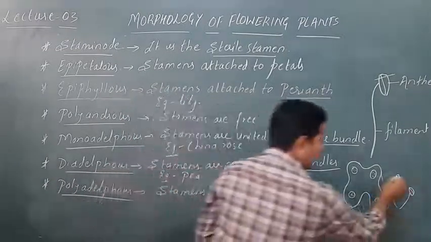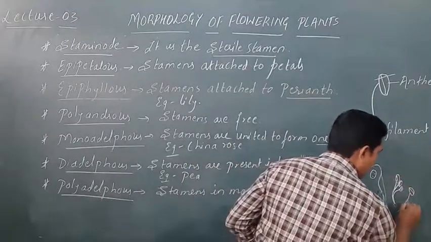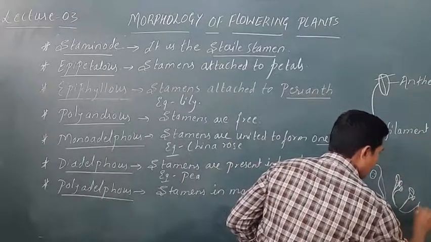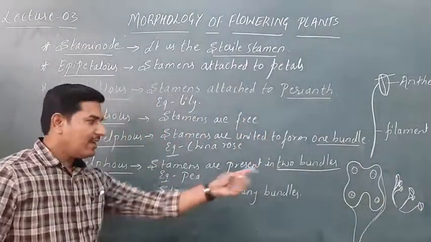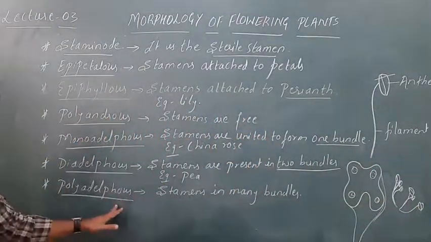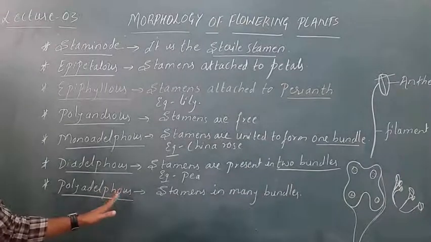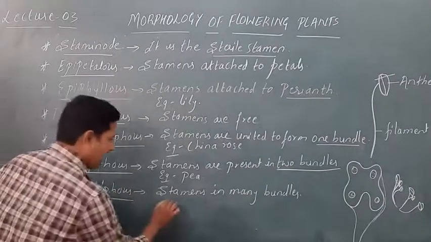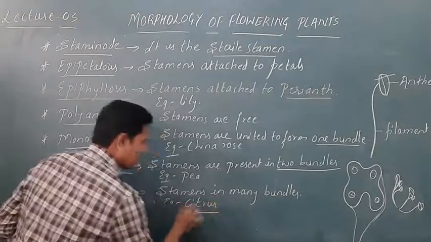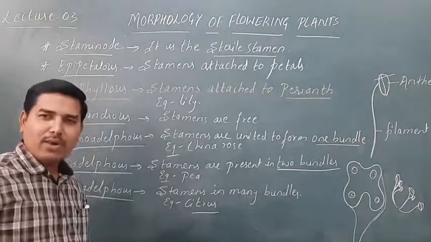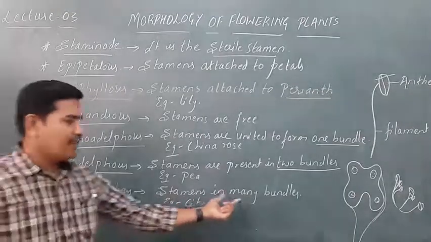Okay, so that is two. If there are more than 2 bundles of stamens, we call it polyadelphous. Such type of polyadelphous is observed in citrus. Example is citrus plants, like lemon, orange. Citrus plants ಒಳಗಡೆ ನಮಗೆ ಕಾಣಿಸುತ್ತೆ many bundles.